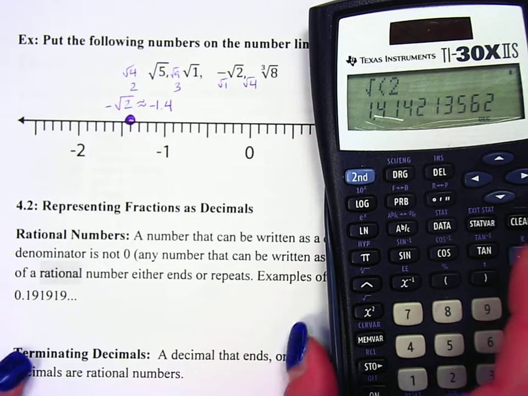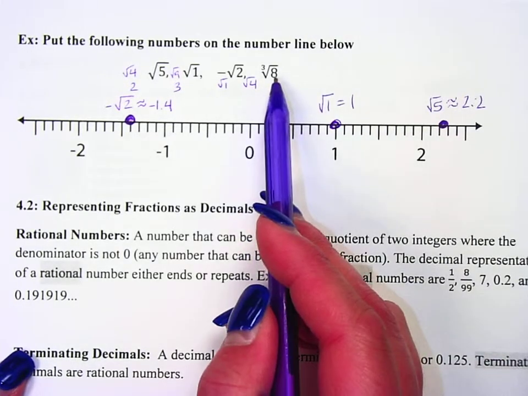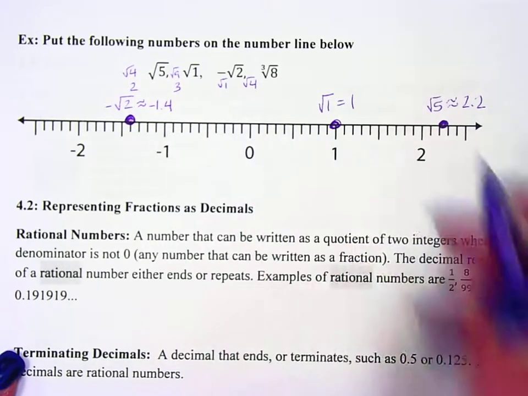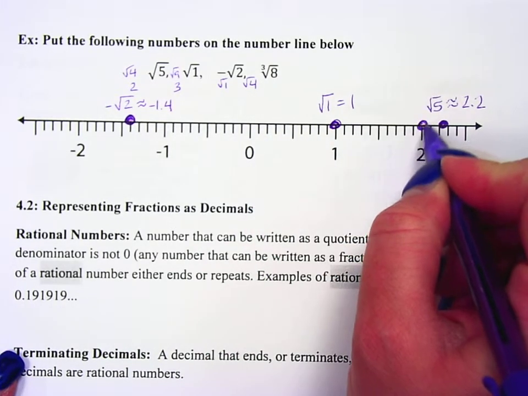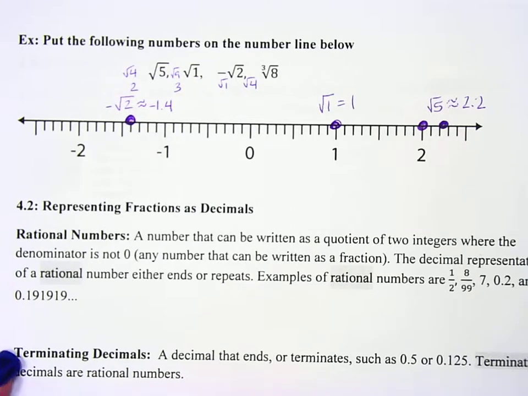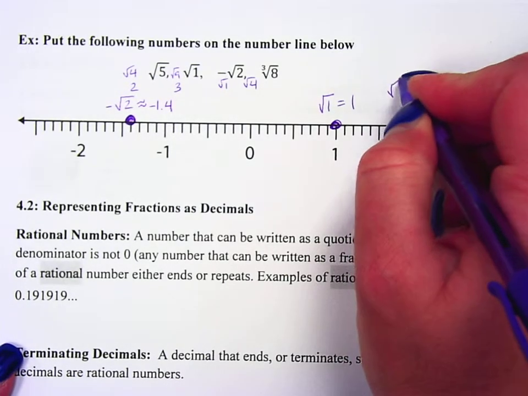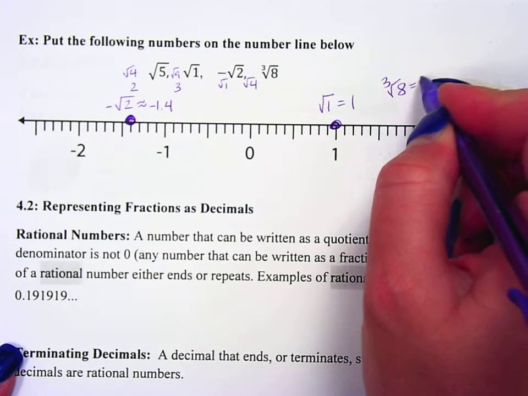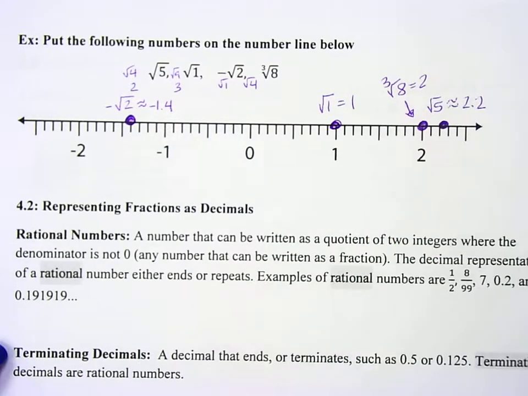Okay, and then our last one says the cubed root of 8. So what times itself 3 times would make 8? And that's 2. 2 times 2 times 2 is 8. The cubed root, so I had the little 3 in there, is 2. Draw an arrow to that one.